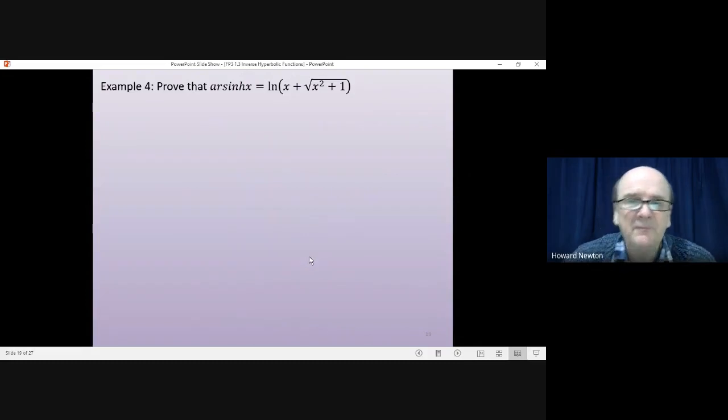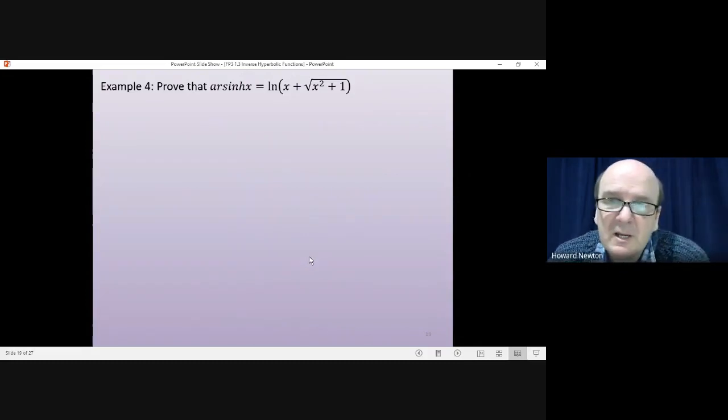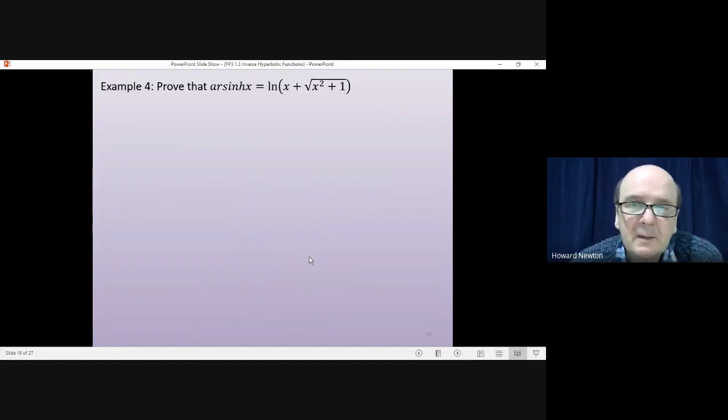Okay, example 4 takes us to the formulas for working out arsinh, arcosh, and artanh. Now, the original hyperbolic functions are all defined in terms of the exponential function e to the x. So it's not surprising that the inverse hyperbolic functions are defined in terms of the inverse of e to the x, natural logarithms. How are we going to prove this?